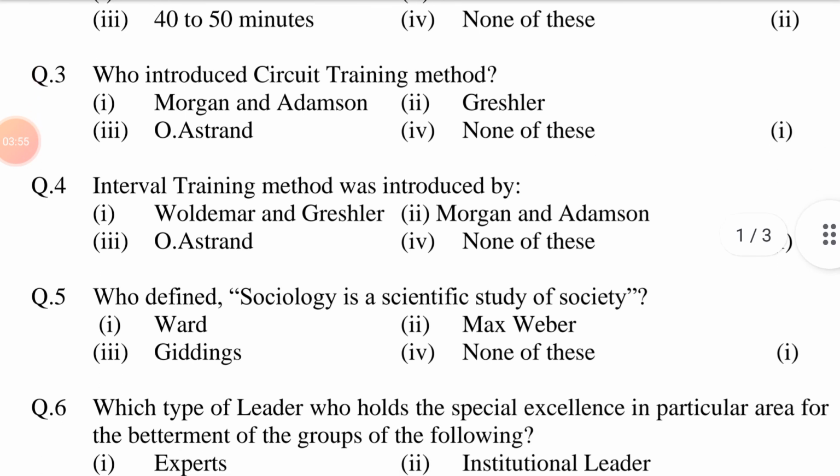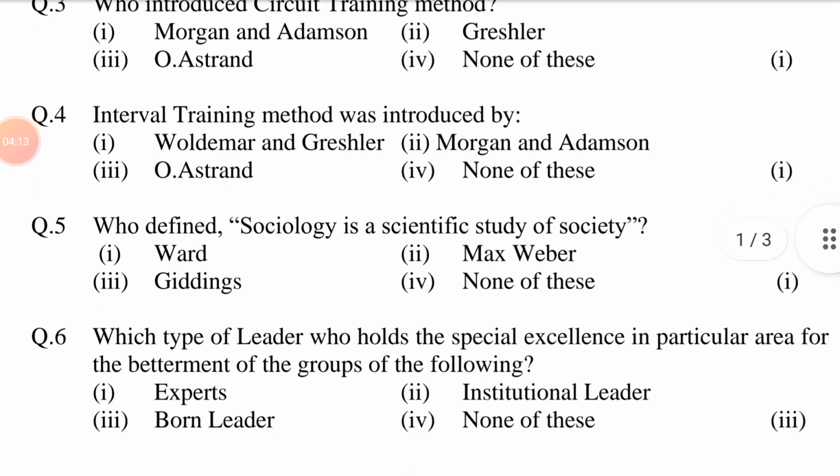Question number 3. Who introduced circuit training method? Option first, Morgan and Adamson, second, Glaciers, third, O. S. Trent, fourth, none of these. Answer is option first, Morgan and Adamson. Question number 4. Interval training method was introduced by option first, Waldmar and Greshler, number 2, Morgan and Adamson, number 3, O. S. Trent, fourth, none of these. Answer is option first, Waldmar and Greshler.